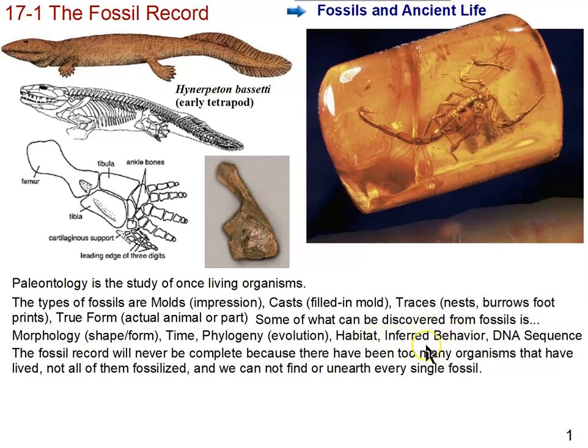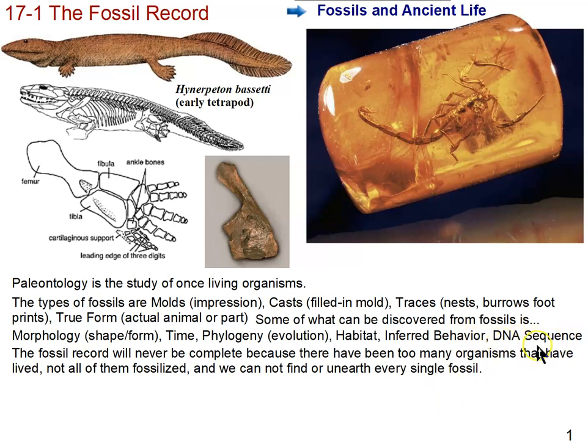We can infer behavior. So, for example, if we find an animal near or on a nest that has eggs, fossilized eggs, a fossilized nest with fossilized eggs, we might infer that that's the parent of those eggs, and it's actually sitting on those eggs or incubating those eggs or protecting those eggs until they hatch, just like birds. And there have been dinosaurs that have been found in that situation, fossilized.